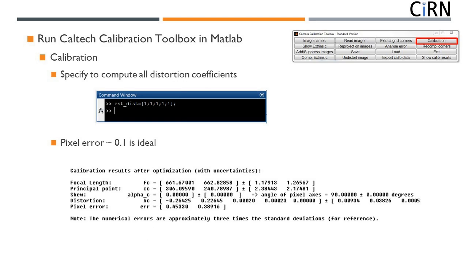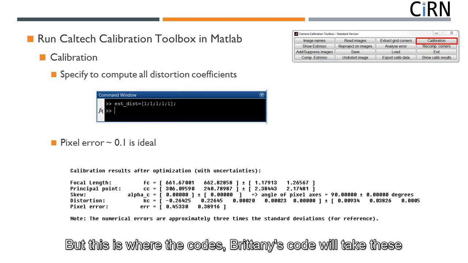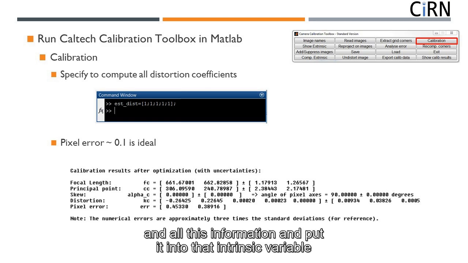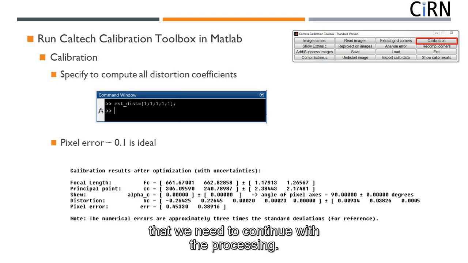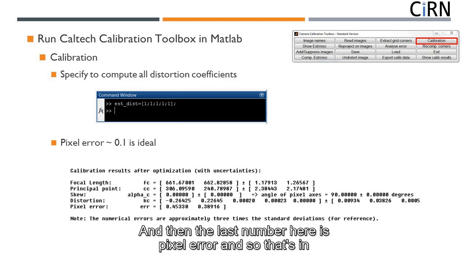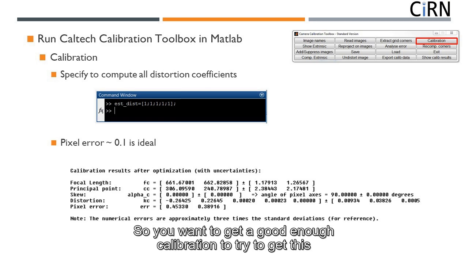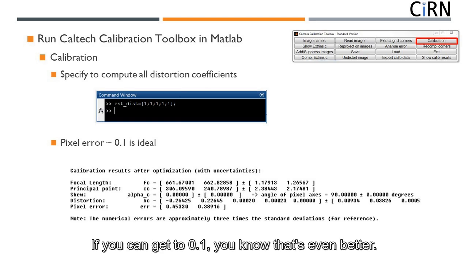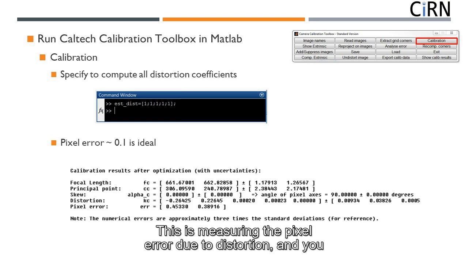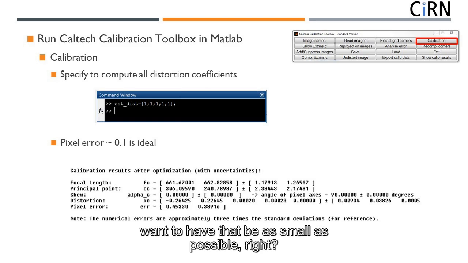This is where Brittany's code will take all this information and put it into that intrinsic variable that we need to continue with the processing. And then the last number here is pixel error. That's in pixels, the error associated with the distortion. So you want to get a good enough calibration to try to get this less than 1. If you can get to 0.1, that's even better. This is measuring the pixel error due to distortion, and you want to have that be as small as possible.